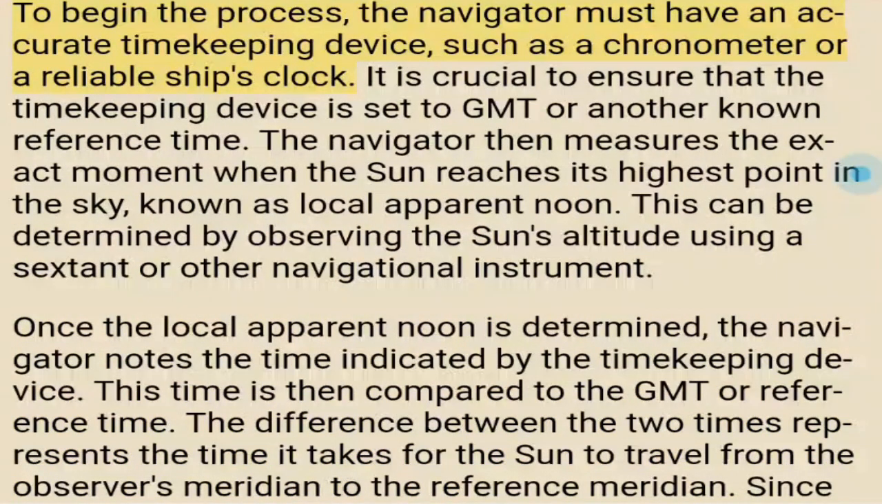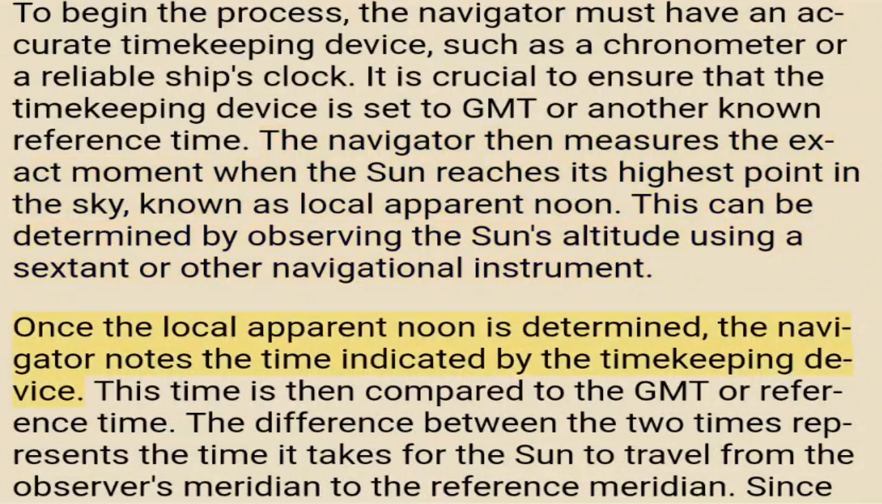To begin the process, the navigator must have an accurate timekeeping device, such as a chronometer or a reliable ship's clock. It is crucial to ensure that the timekeeping device is set to GMT or another known reference time. The navigator then measures the exact moment when the sun reaches its highest point in the sky, known as local apparent noon. This can be determined by observing the sun's altitude using a sextant or other navigational instrument.